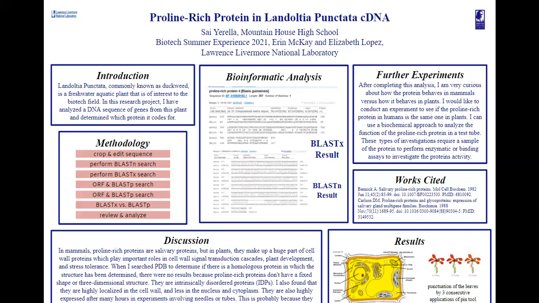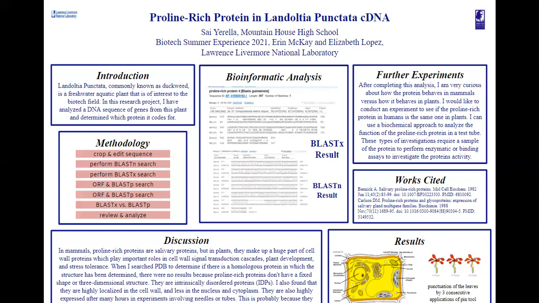They are called intrinsically disordered proteins, or IDPs. I also found that they are highly localized in the cell wall and less in the nucleus and cytoplasm, which makes sense because in plants, they make up a large part of the cell wall proteins.